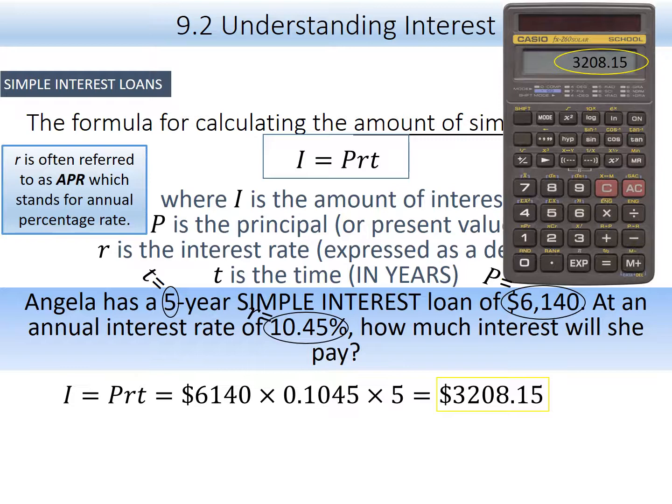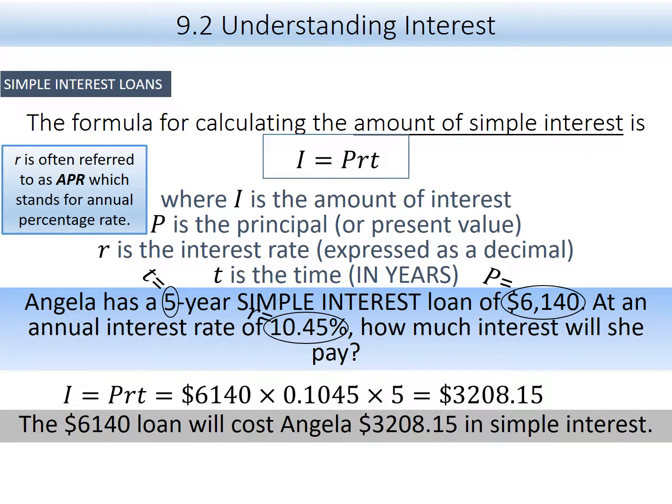So this $6,140 loan will cost Angela $3,208.15 in simple interest over a 5-year period. That's a lot. That's over half of what she borrowed.